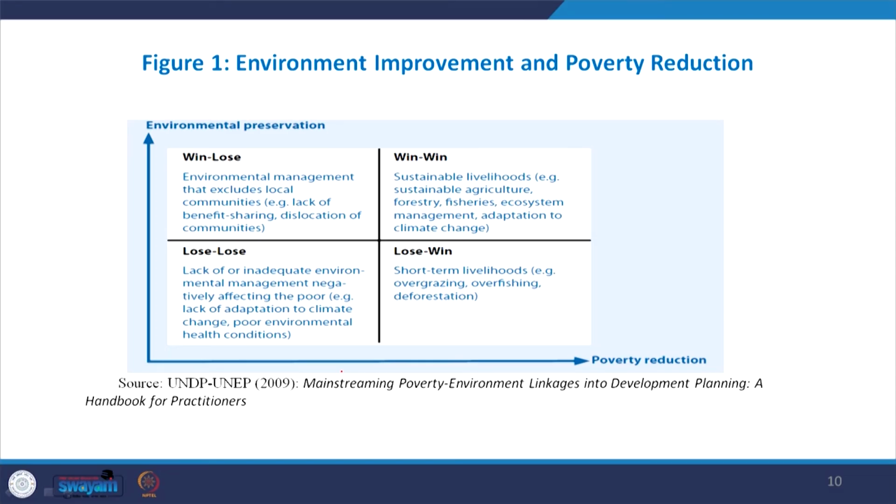Now, after understanding these three dimensions of poverty in context of environmental change, like opportunity, then capabilities, then securities, now we can discuss how the improvement in environmental conditions will affect the poverty reductions. In figure 1, you can see on vertical axis we are measuring the environmental preservation or environmental protection, and on horizontal axis we are measuring poverty reduction. There are 4 boxes, or one is win-lose.